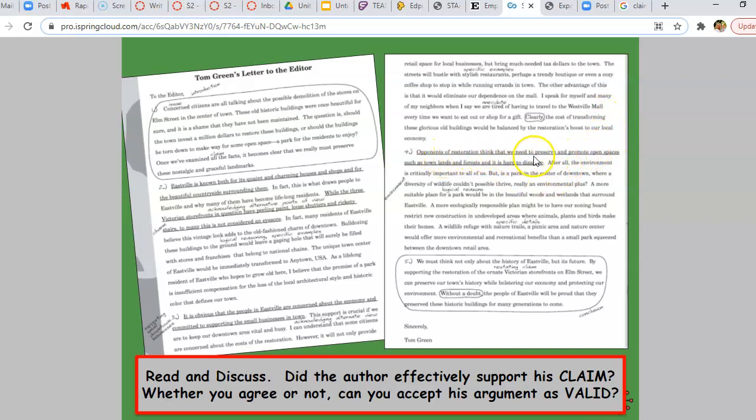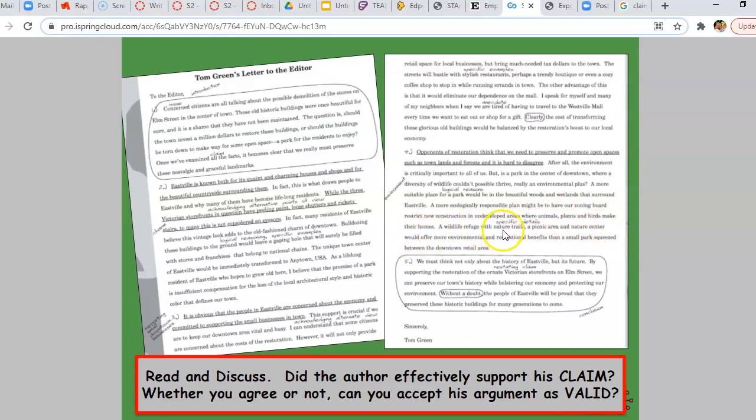Opponents of restoration think that we need to preserve and promote open spaces such as town lands and forests, and it is hard to disagree. After all, the environment is critically important to all of us, but is a park in the center of downtown, where a diversity of wildlife couldn't possibly thrive, really an environmental plus? A more suitable place for a park would be in the beautiful woods and wetlands that surround Eastville. A more ecologically responsible plan might be to have our zoning board restrict new construction in undeveloped places where animals, plants, and birds make their homes.